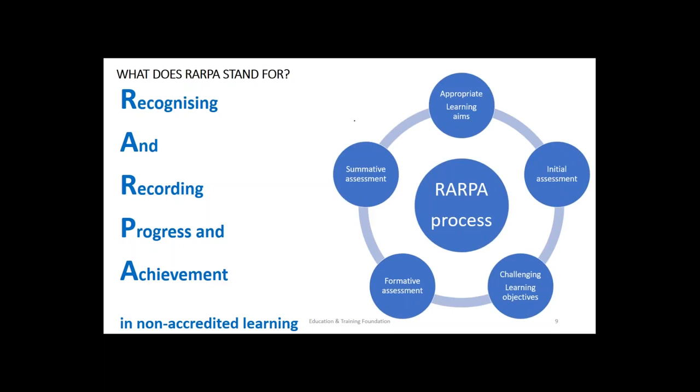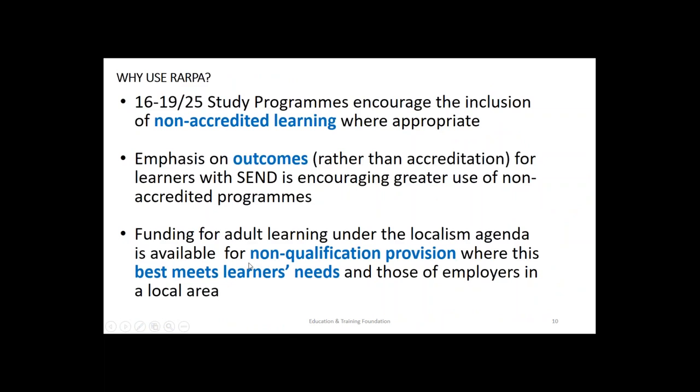As you probably know, there's 5 basic stages for RARPA. And the first one is identifying appropriate learning aims, followed by initial assessments. From the initial assessments, we'll be setting challenging learning objectives. From the objectives, we'll be making formative assessments. And then at the end, a summative assessment of progress. So this is the whole thing. We're going to break it down very shortly and have a look at how it all fits together.